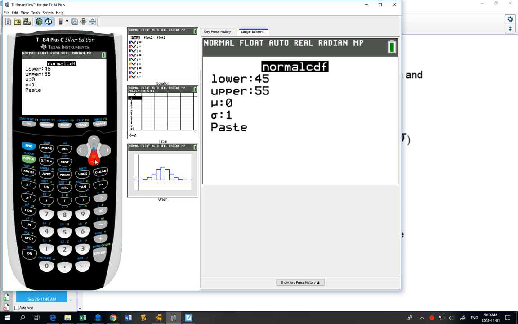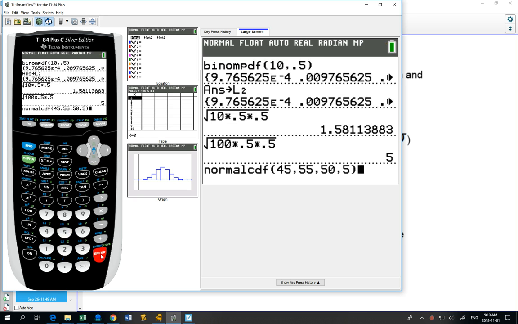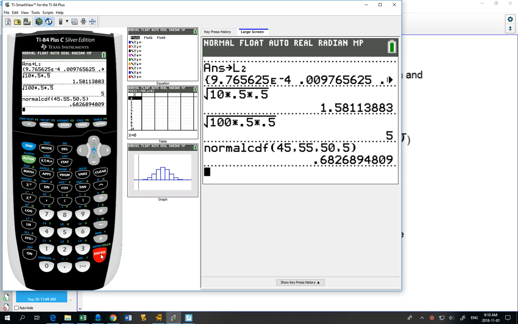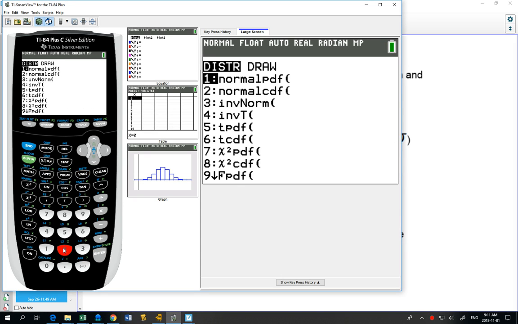What was our mean when you flip it 100 times? 50. Do you remember what we calculated our standard deviation to be? 5. So if we paste it, it tells us 68.26. Does that make sense based on our 68, 95, 99.7 rule? Yes. That if you flip a coin 100 times, your chances of getting between 45 and 55 heads would be 68%.